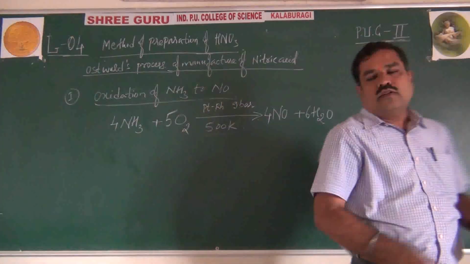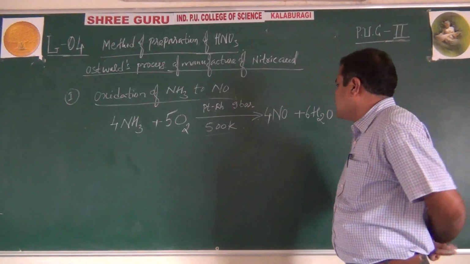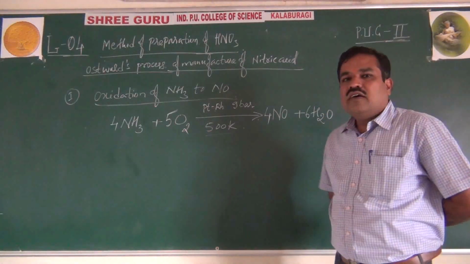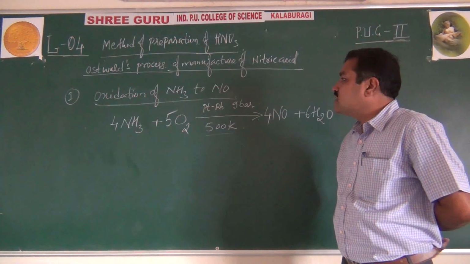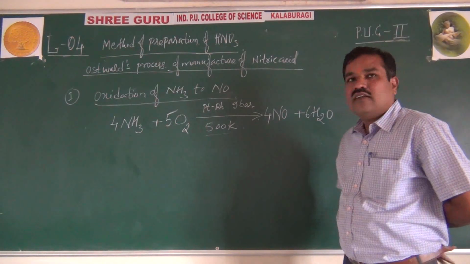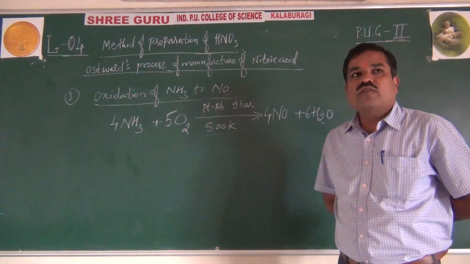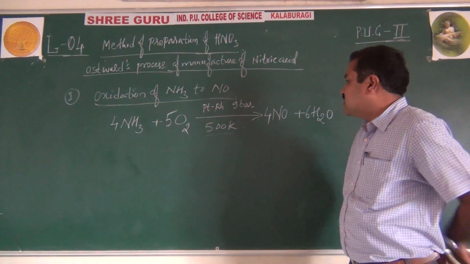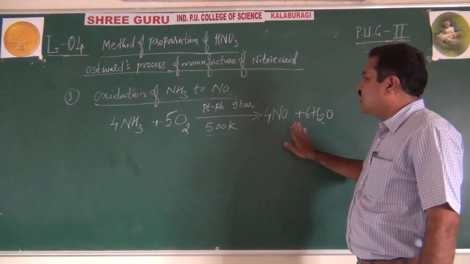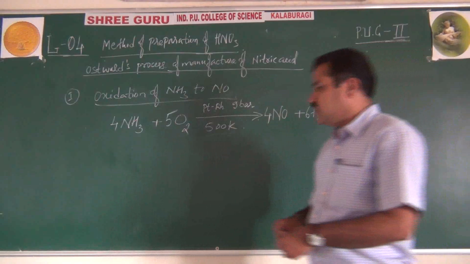That means first ammonia undergoes catalytic oxidation when heated. Catalytic oxidation in the presence of platinum rhodium as a catalyst under 9 bar pressure, heated to about 500 Kelvin temperature, converts ammonia first to what? Nitric oxide, NO. This is the first step.